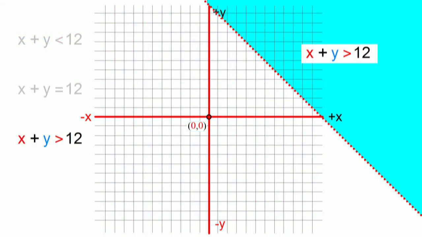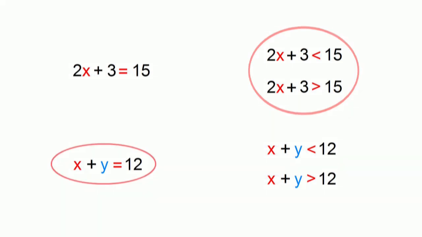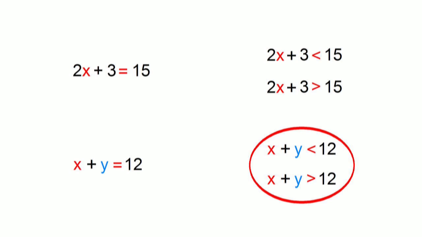If I pick any points to the right of the line and add the values together, they will always be strictly greater than 12. That was a quick overview of four basic types of equations and inequalities. There's a lot more to learning how to work with these than I've shown here.